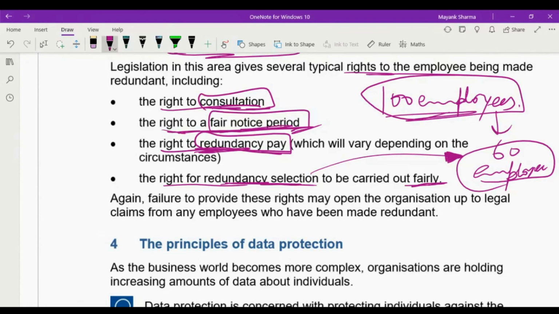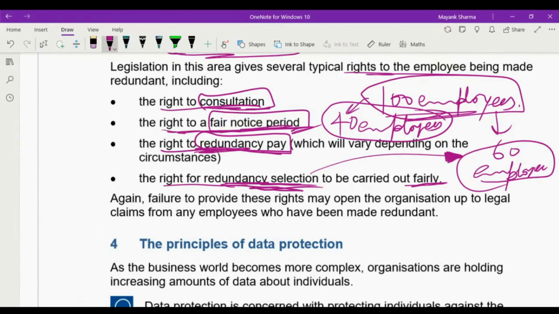If you are efficient, if you are good enough, then you should not be a part of those 40 who are leaving, right? So the selection should be on some justified basis. These 40 employees who are laid off should be those who are fairly chosen. It should not be because of some discrimination or some other ground or some personal ground. All right. So the redundancy selection should be fair overall.